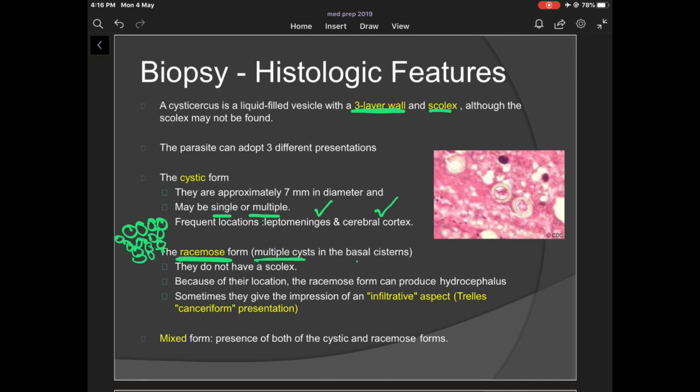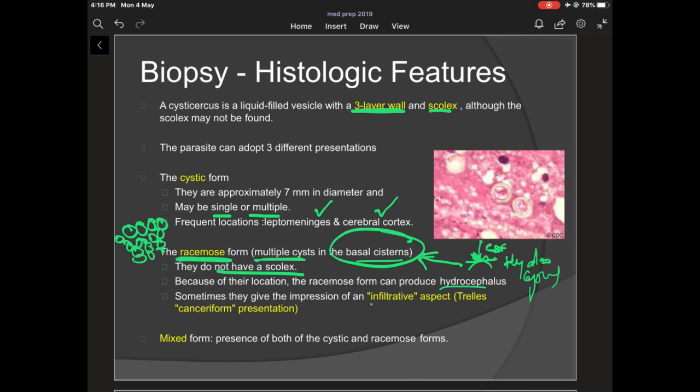It has multiple cysts in basal cisterns. Mostly the most predilected location is the basal cistern. We know this by now. They do not have a scolex. Most cases of racemose form do not have a scolex, and because it is present mostly in the basal cistern, it will block the outflow of CSF in the basal cistern and cause hydrocephalus.